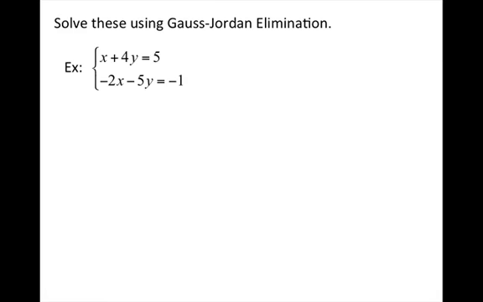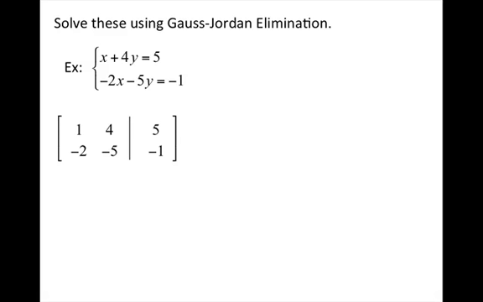So let's look at the first example. I have the system x plus 4y equals 5 and -2x minus 5y equals -1. The first thing I'm going to do is write this as a system matrix. So row 1, I put in my coefficients and my constant. I have a 1, a 4, and a 5. In row 2, I have my coefficients -2, -5, and my constant -1. And you always put a vertical bar where your equal signs were.